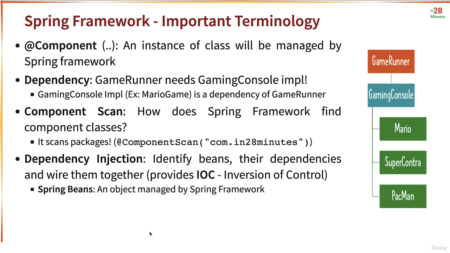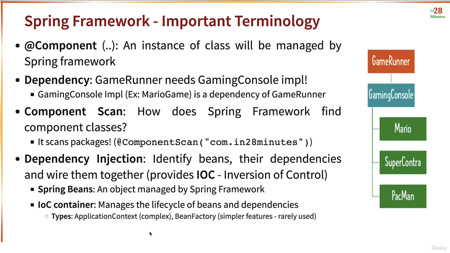Next, Spring Beans. Any object that is managed by Spring framework is called a Spring Bean. IOC container, inversion of control container. This is the component in Spring framework which manages the life cycle of beans and dependencies. We talked about the two types, ApplicationContext and BeanFactory. ApplicationContext provides you with a lot of complex features, whereas BeanFactory provides you with simpler features. However, BeanFactory is rarely used. In my 20 years of experience playing with Spring framework, I have always made use of ApplicationContext.